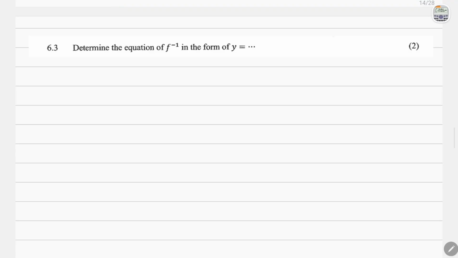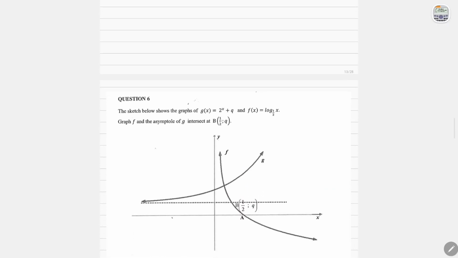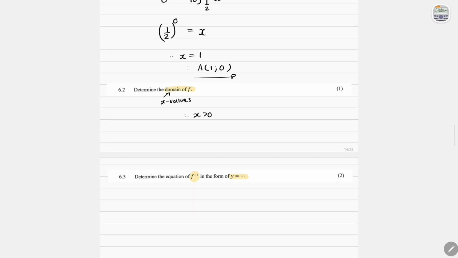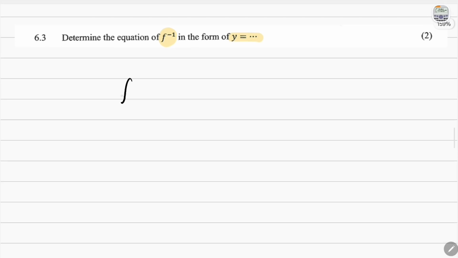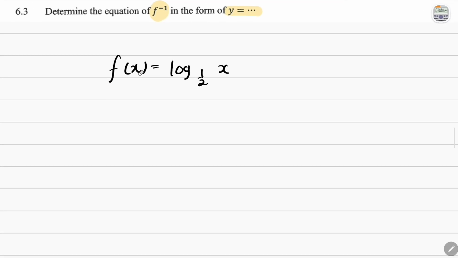Then 6.3 says, determine the equation of the inverse of f in the form y is equal to. Okay, so you see the graph of f, this log graph. Let's find the inverse, the exponential graph. So f of x is equal to log, our base was 1 over 2, of x. So if this is what we have, we're going to swap x and y. So let's rewrite this as y equals, and then switch x and y. This is now x is equal to log, the base is 1 over 2, and then we're going to replace x with y. And now just make y the subject.